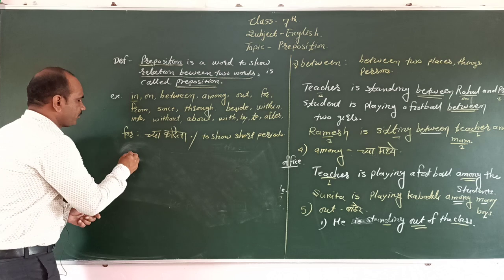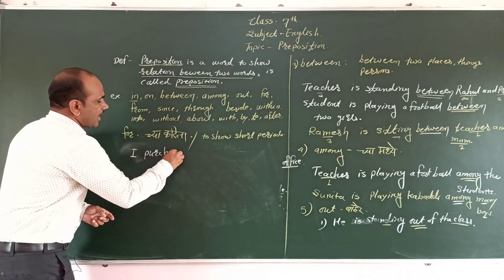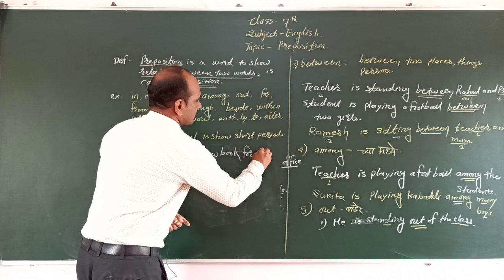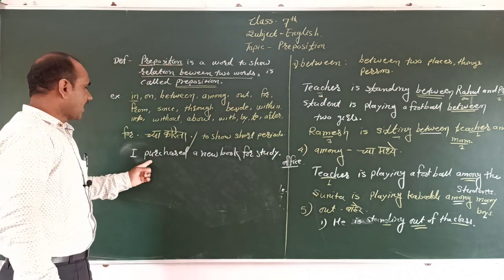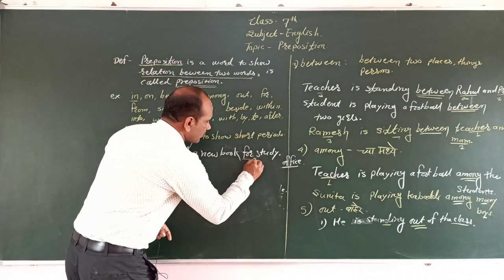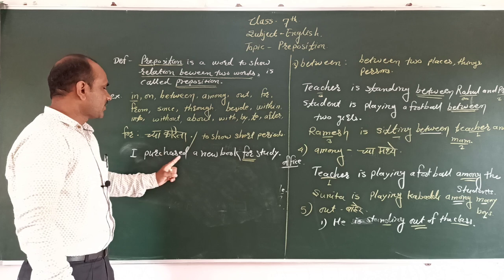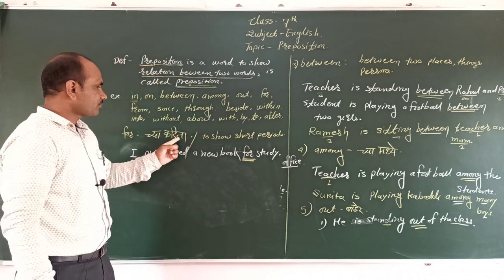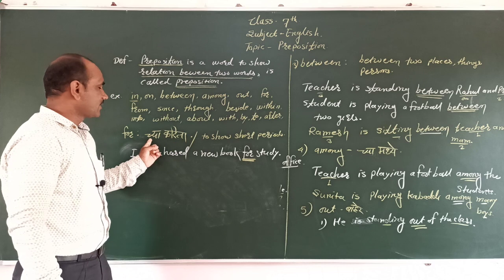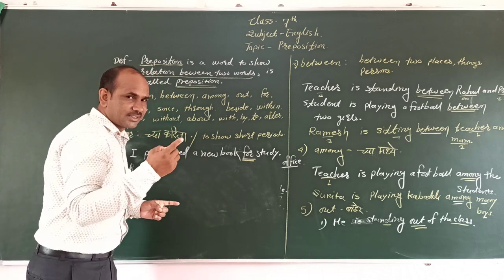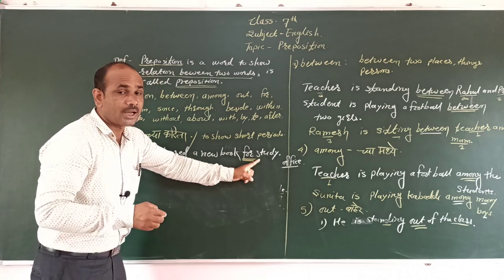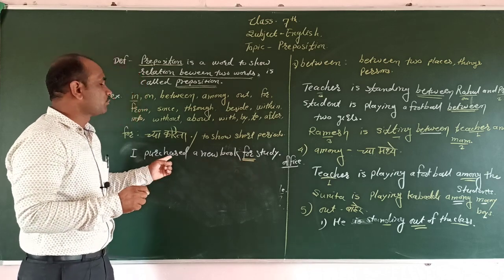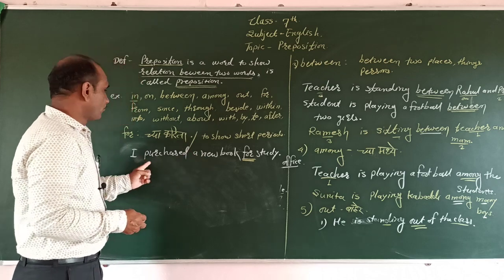For example, I have given here, I purchased a new book for study. For is a preposition. For study, this is a preposition. But when we discuss here, one is to show a short period, and second is cha karita, that is, if we are showing the reasons also. Here we show the reason, for study, abhyas karita. Its meaning is that for is a preposition.